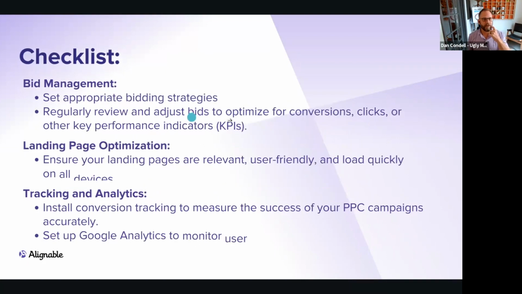Bid management: set an appropriate bidding strategy, regularly review and adjust the bids to optimize conversions, clicks, key performance indicators, KPIs, all those sorts of things. So this goes on to the active management of this. Make sure you understand that the bids, or the amount cost per click, will change. They'll fluctuate all the time.